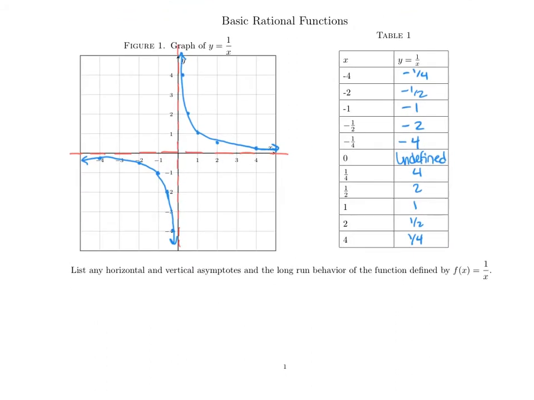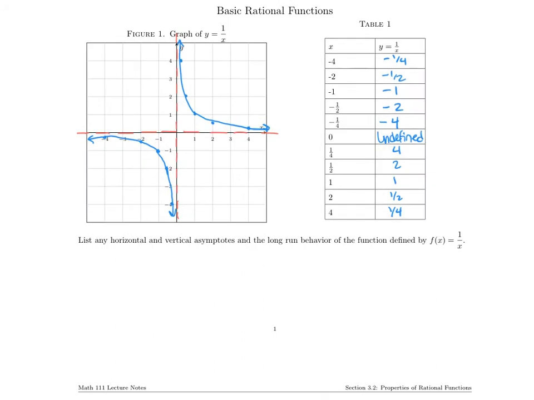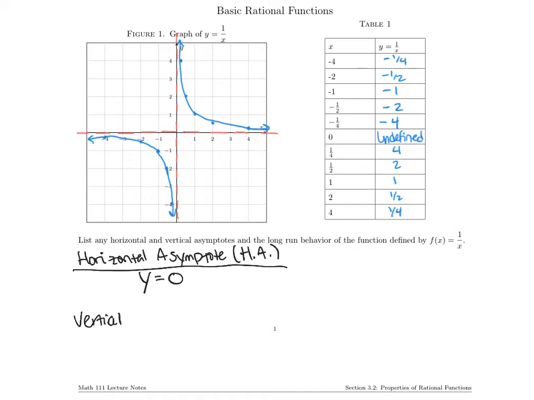The next question asks, list any horizontal and vertical asymptotes and the long run behavior of the function. So for us, where would you guess? Okay, so for our horizontal asymptote, which I will be shortening to HA, since horizontal and asymptote are two very long words. Since it runs along our x-axis, that's always going to be y is equal to 0, since that's where our y value is always equal to 0. And then for our, oops, I misspelled vertical, that's my bad. Where's the eraser?